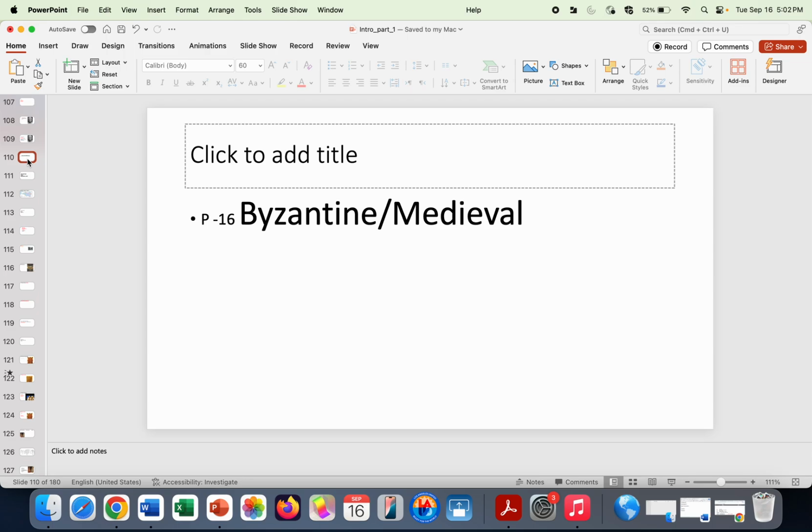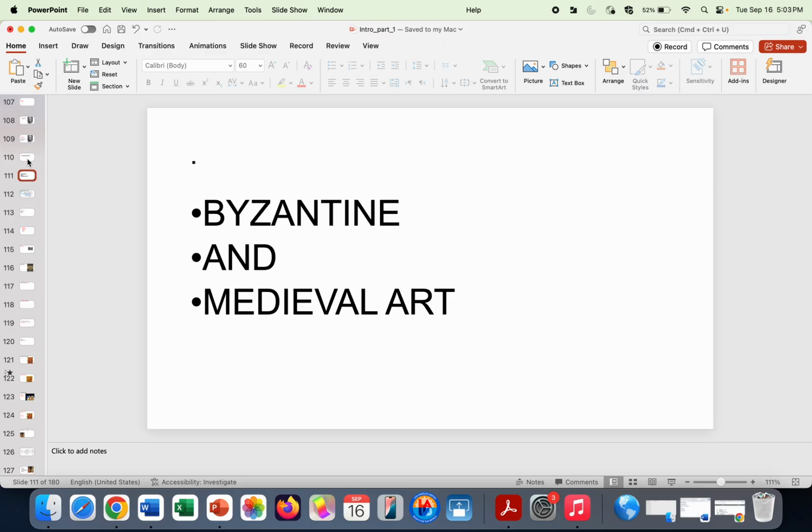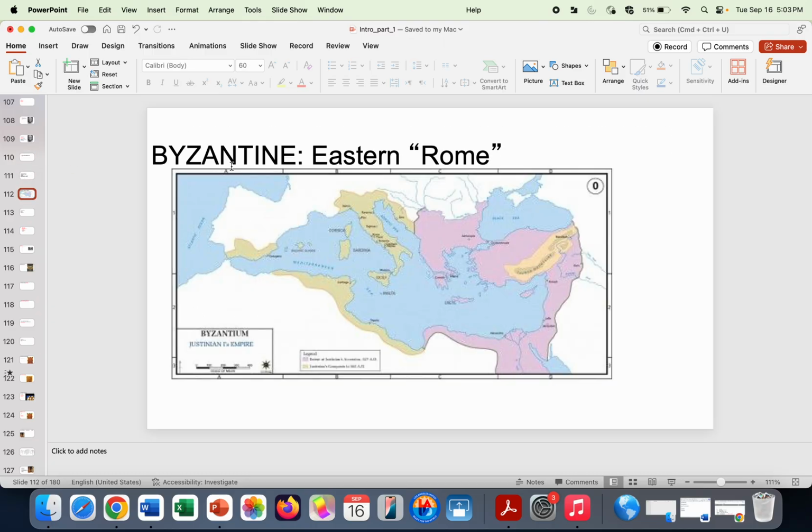the Byzantine and to the Renaissance. You're going to read about these. Let's take a look at the images quickly here. All right, Byzantine, Rome will fall, but actually Eastern Rome is the Byzantine.